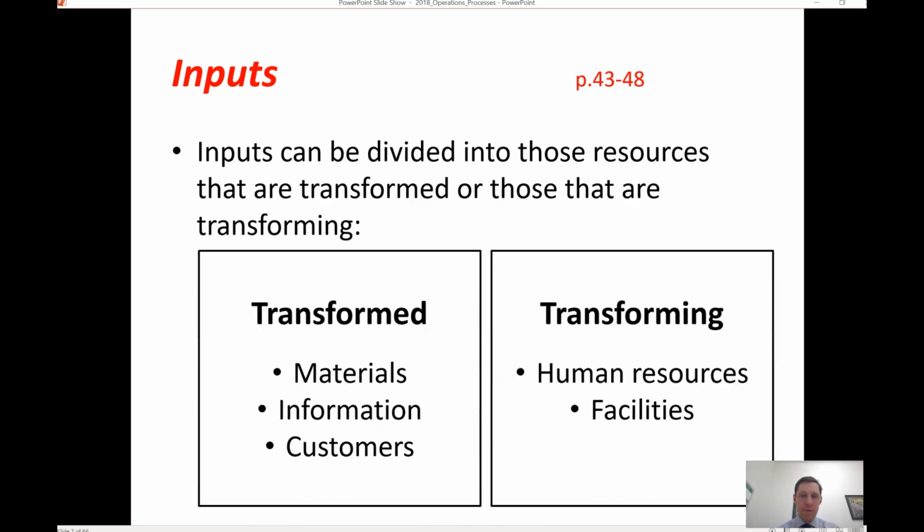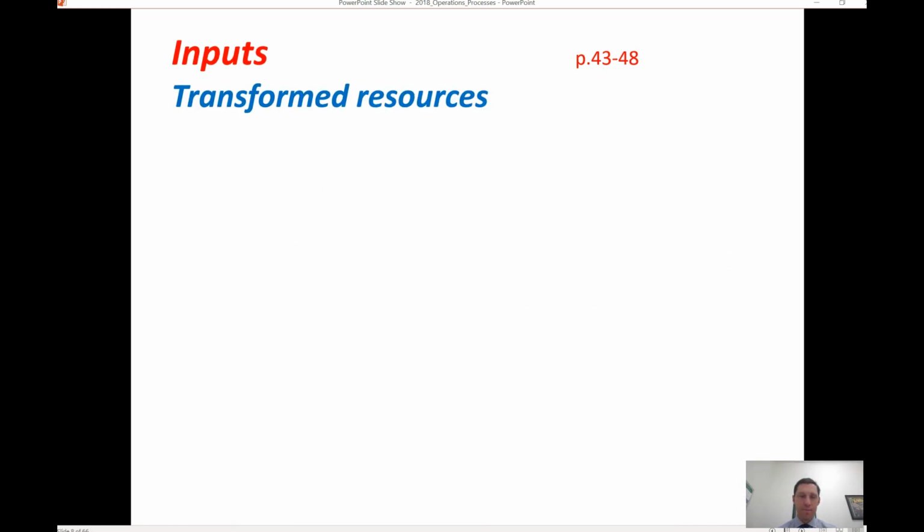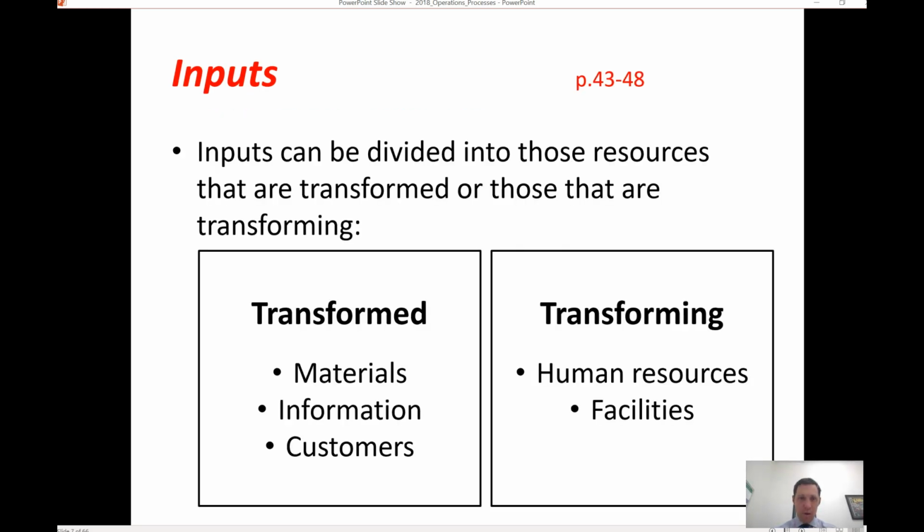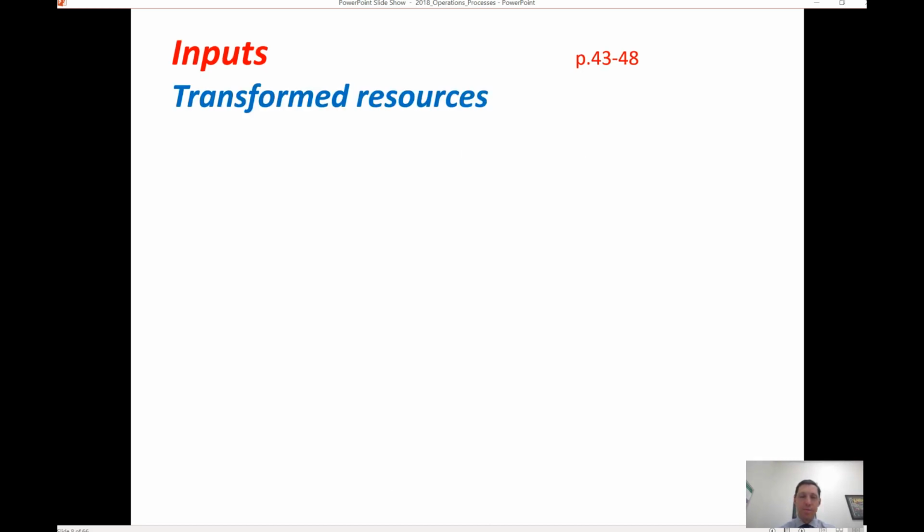So as I said before, resources or inputs can be divided into those that are transformed or those that are transforming. And this video is going to focus on the transformed inputs, being materials, information, and customers. And then the next video will focus on transforming, which are human resources and facilities. So transformed resources are the inputs which are changed or converted into something else, such as a component or a finished good. So if we go back, materials are changed or altered. Information is taken and altered, and the customer, via their experience, is altered.